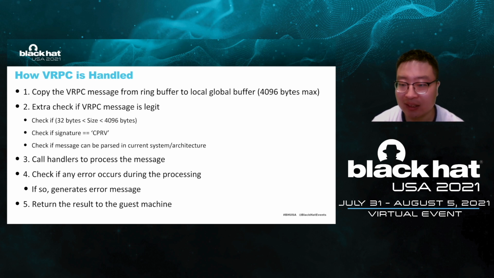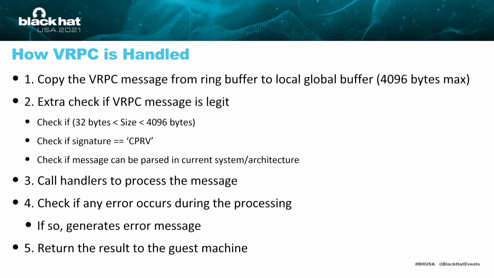And after the check is over, it will call the corresponding handler according to the message number. If any error occurs in the handler, an error reporting function will generate an error message. If no error occurs, it will copy the vRPC message body, which is stored in the host before, back to the guest machine. And during the message processing, the content of the vRPC message body stored in the host may change.